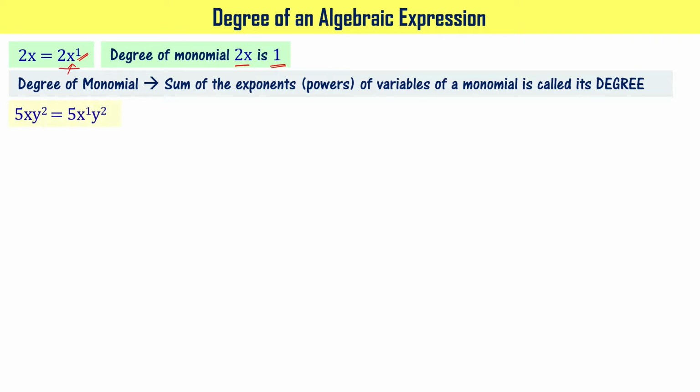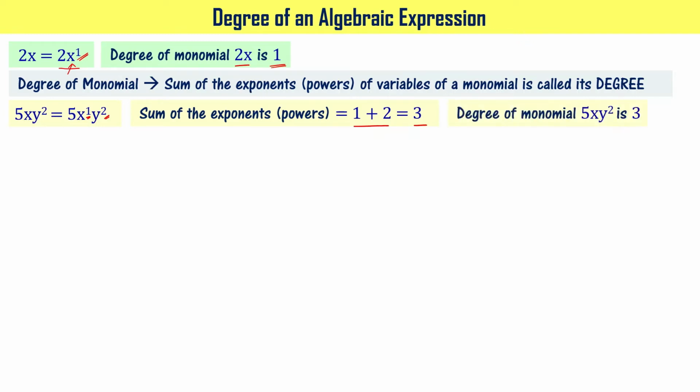Let us write 5xy square as 5x power 1 times y square, right? Here the variables are x and y. The x power is 1, the y power is 2, right? So the sum of the exponents, the sum of the powers of the variables, is 1 plus 2, which is equal to 3, right? It means the degree of the monomial 5xy square is 3. Please note this concept.